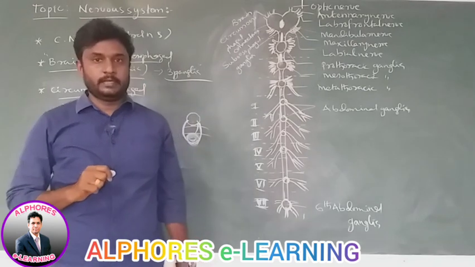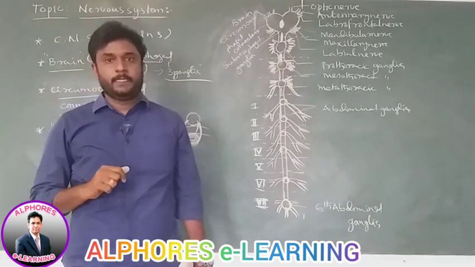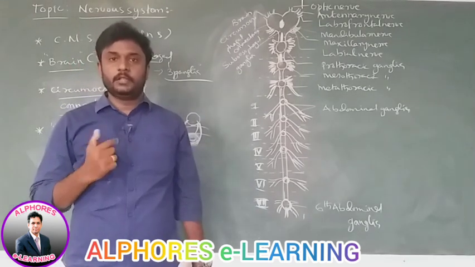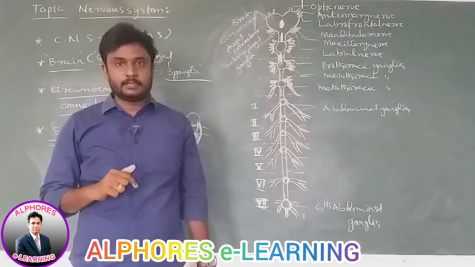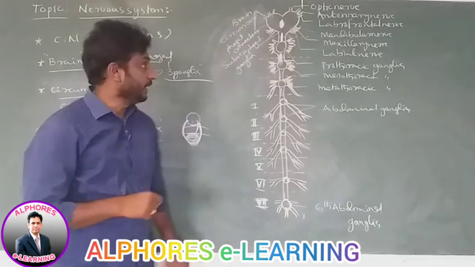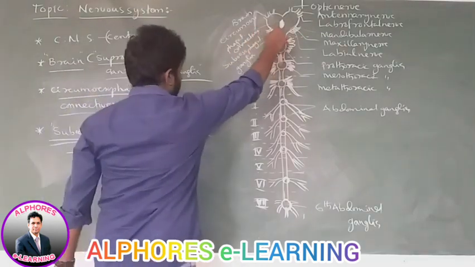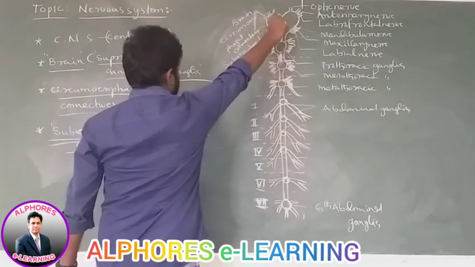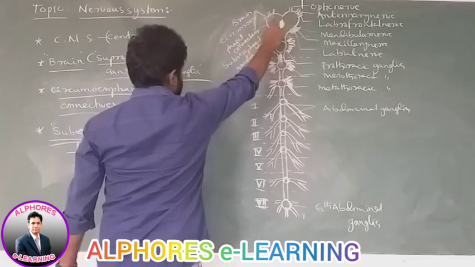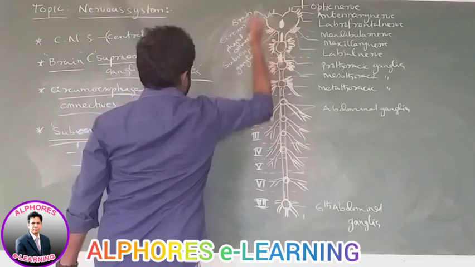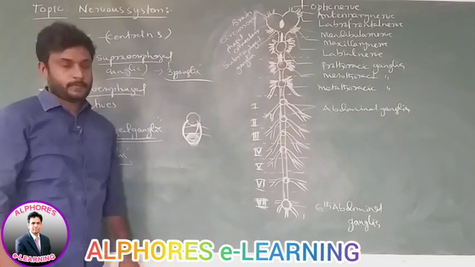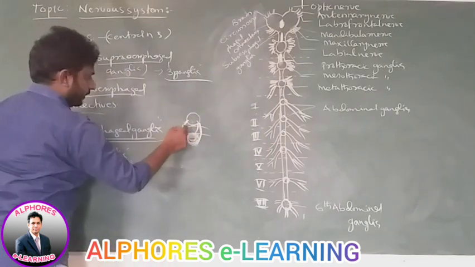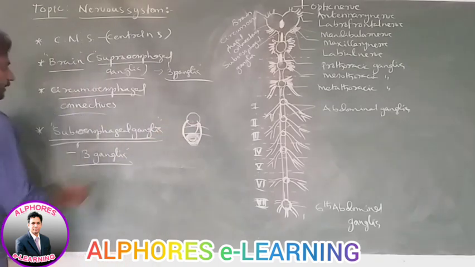Location is important. Where is the brain present? The brain is present above the esophagus. Where is the subesophageal ganglion present? The subesophageal ganglion is present below the esophagus. The brain is present above the esophagus, and both are connected laterally by the circumesophageal connectives.